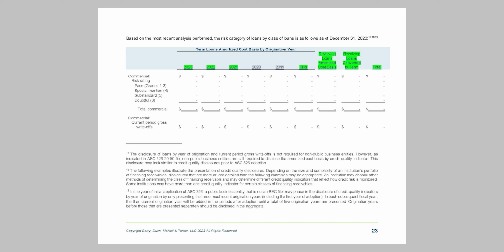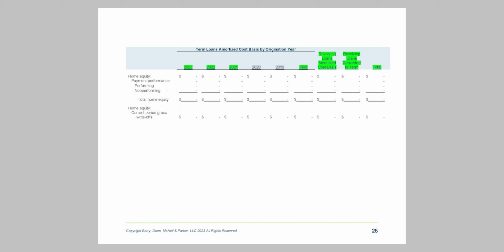So on page 23 here, we have the disclosure for commercial. It's broken down by those credit quality indicators, risk rating. And then if I skip down to home equity, for instance, you'll notice that we're not doing risk rating here. We're actually doing performing versus non-performing. That's the credit quality indicator this institution has decided is most relevant for its home equity. Then if I go to page 27, also for its consumer portfolio segment. So a really neat disclosure.